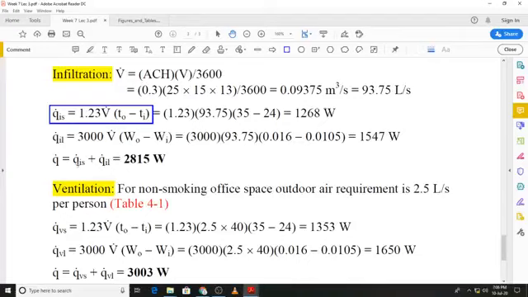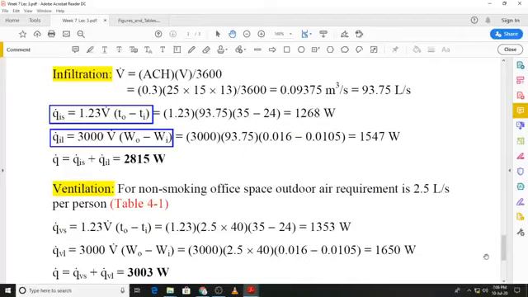Then we calculate the latent component of the infiltration load, and in that formula we need the humidity ratios at the outside and inside design conditions. Because we are given the dry bulb and wet bulb temperatures both outside and inside, we can use the psychrometric chart. That is what I had referred to earlier, that at some point we will need the psychrometric chart. We find the humidity ratios under the two conditions, substitute those values, and we get the latent load. So the total load due to infiltration is 2815 watts.